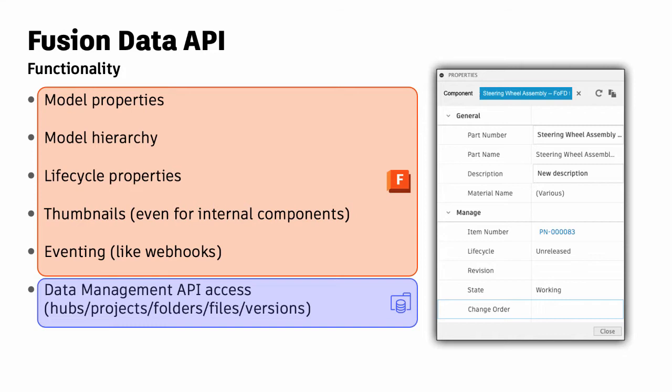Beyond all the above, it also exposes all the data management API functionality related to getting the list of hubs, projects, folders, files, and versions a given user has access to. So you could create an app only using Fusion Data API that lets a user navigate all the files they have access to on Forge and then provide model and lifecycle information about the selected model.